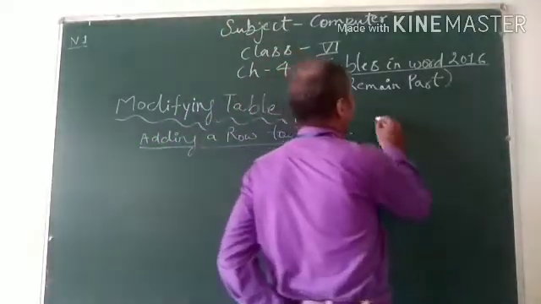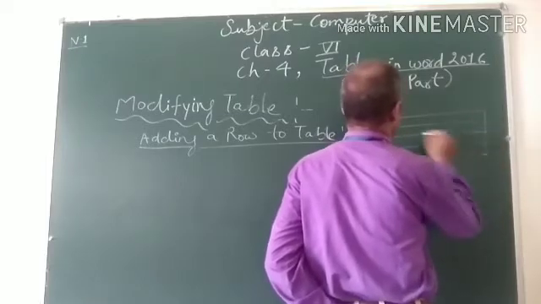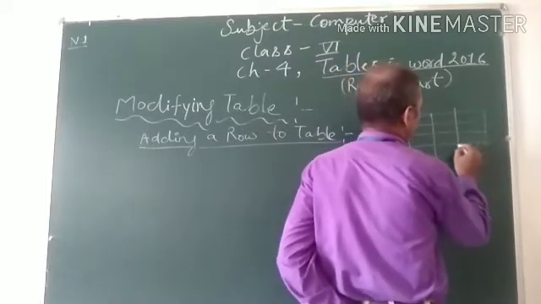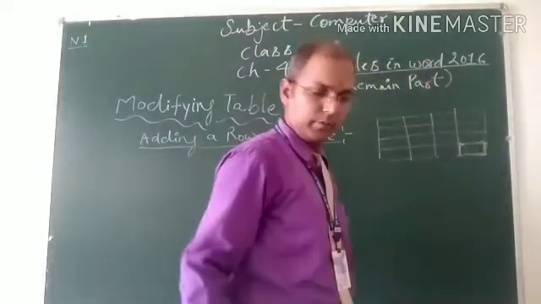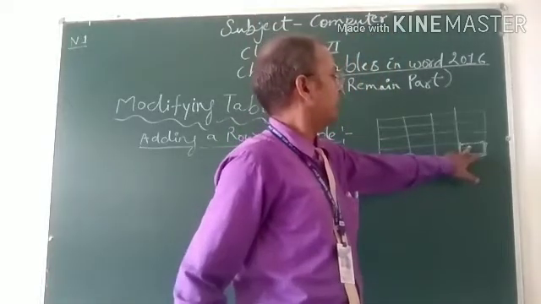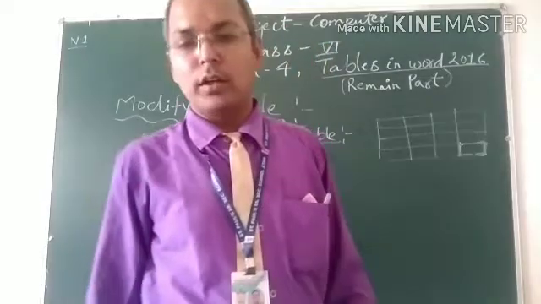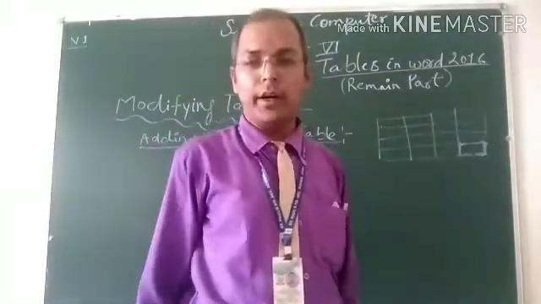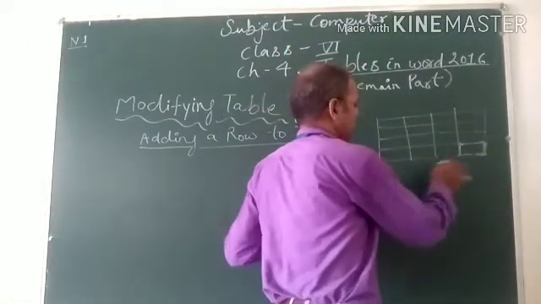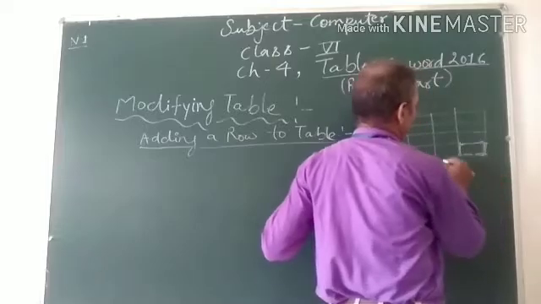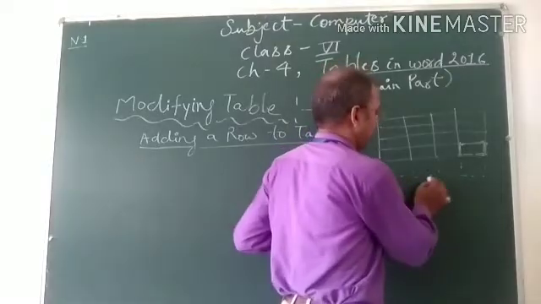Last cell of the table. Pressing the Tab key in the last cell of the table adds a new row. As you enter this cell, it adds a new row, and again pressing it adds another new row.